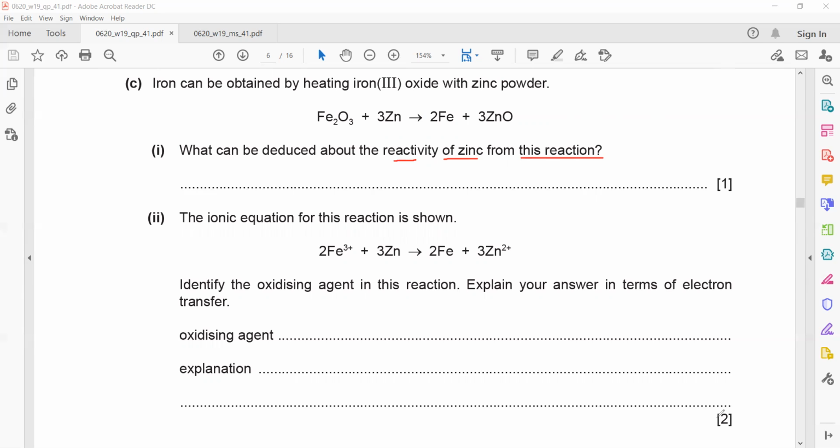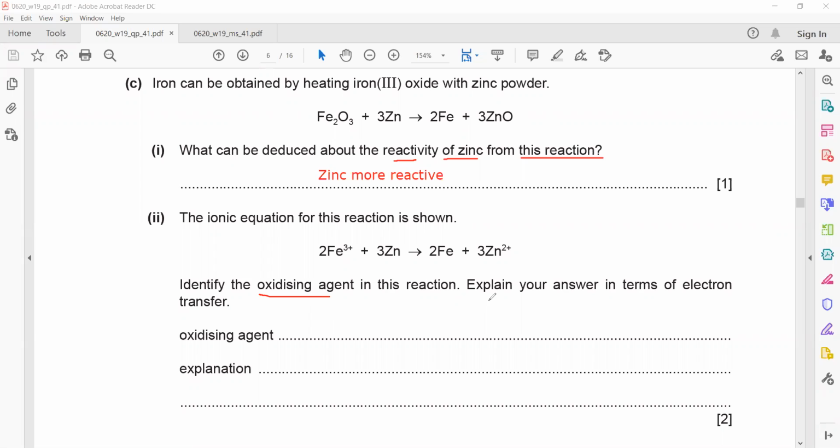As zinc is able to displace the iron, what can we say? We can say zinc is more reactive than iron. The ionic equation for this reaction is shown. Identify the oxidizing agent.